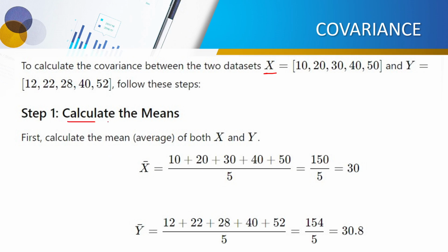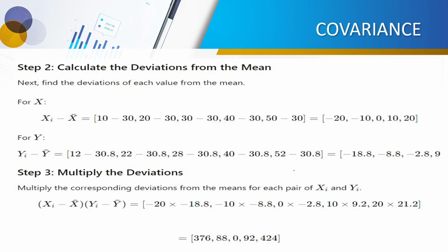First step, we have to calculate the mean of all this. How to calculate a mean? We already saw this in the last lecture. Mean is the addition of all elements divided by the total number of elements. So we'll get a mean of 30 here for the first feature, x. Now the second feature is y, so for y bar the mean is, again, add all the elements and divide by the total number of elements, 5. That value will be 30.8. So the first step is completed where we calculated the means. Now we have to calculate the deviation from the mean.